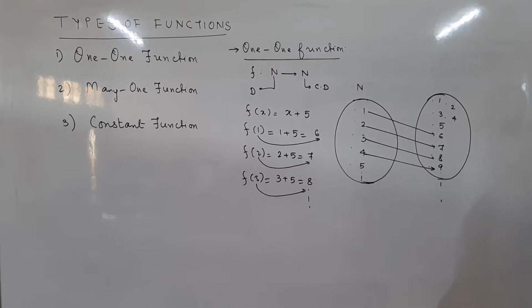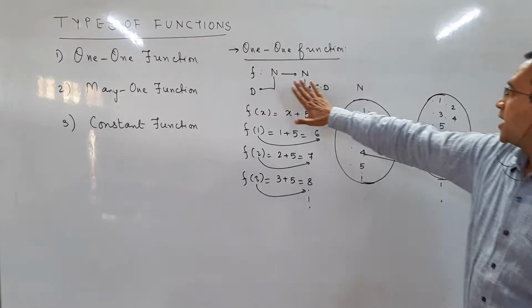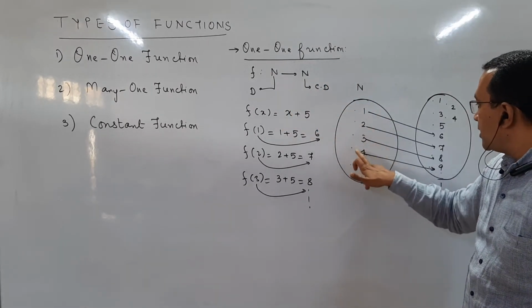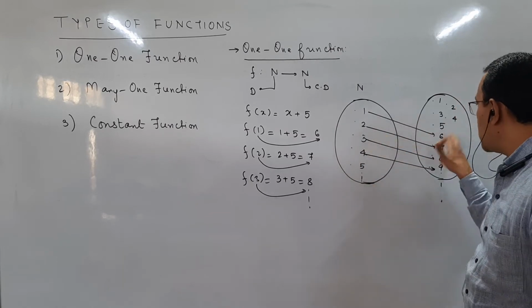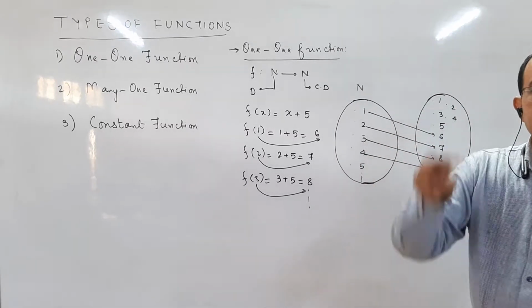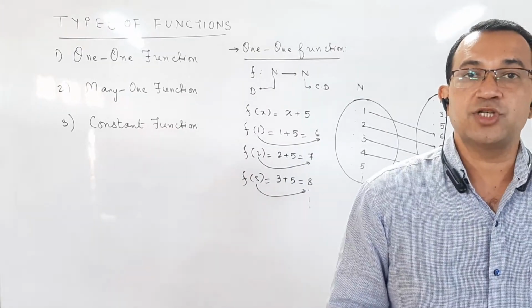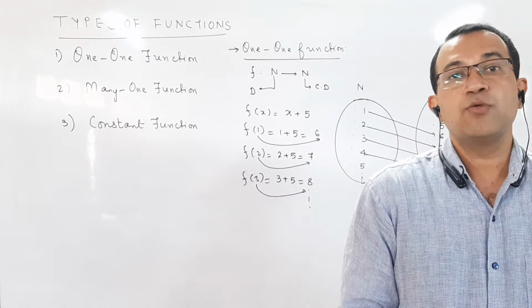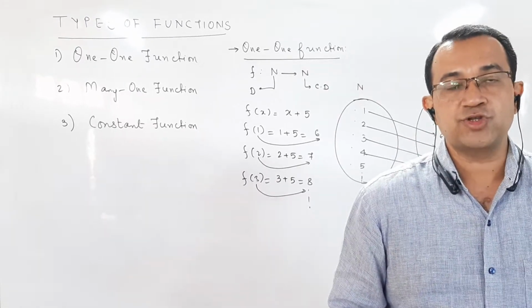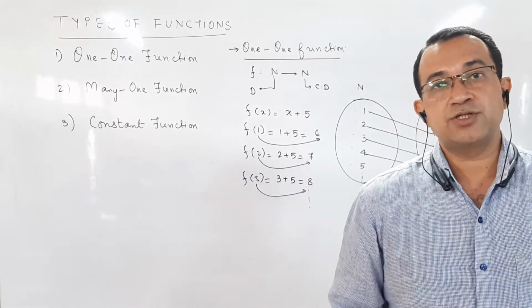So what is the definition of one-one function? Students, all of you pay attention. I am going exactly as per textbook, but in simpler ways. For a function f, where each and every element of domain has a unique image in codomain, meaning no two elements of domain have the same image, then such a function, students, is called one-one function.